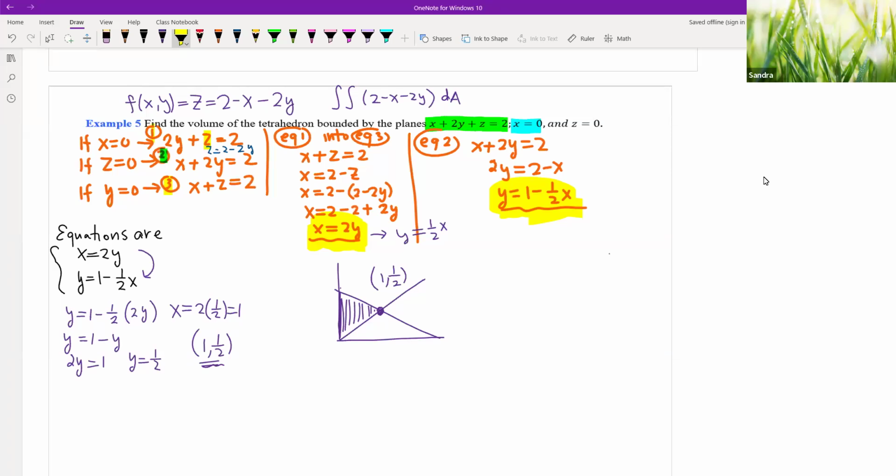Now you have to know which line belongs to which one. So I'm going to label this one in green. This line happens to be the line y equals 1 minus 1 half x. And this other line, I'm going to label it in pink, y equals 1 half x.